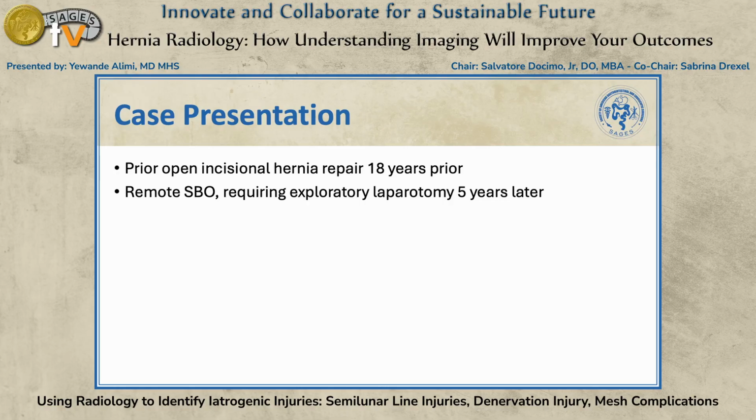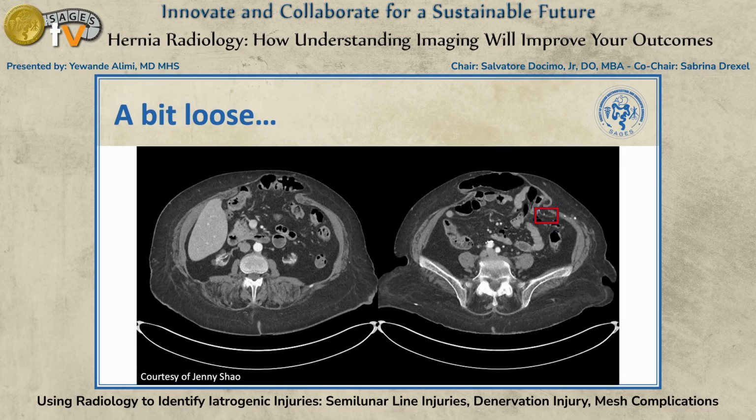This next patient is a patient who had a prior open incisional hernia repair about 18 years prior to their presentation. They had had a remote small bowel obstruction as well that required an exploratory laparotomy 5 years later. And you can see that this patient on this CT scan has some calcification of their mesh over here.